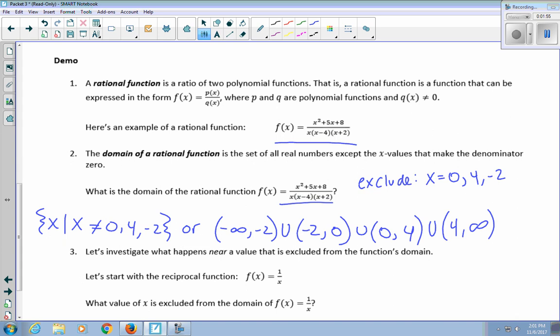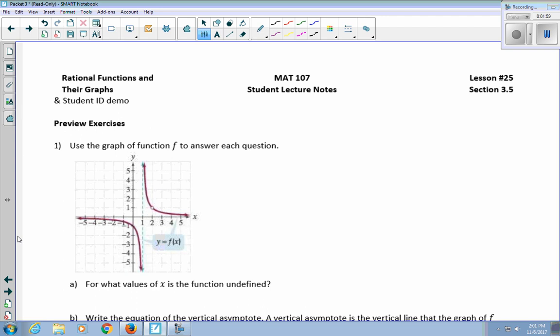All right, let's think about what happens near a value that is excluded from the function's domain.